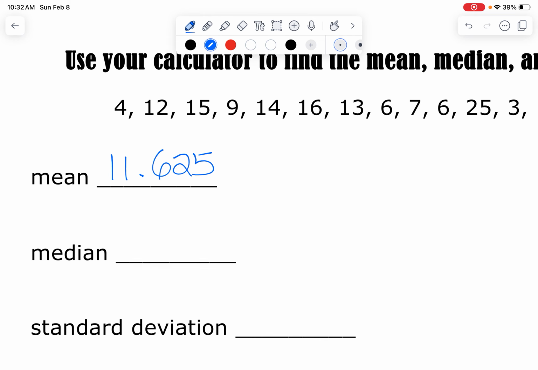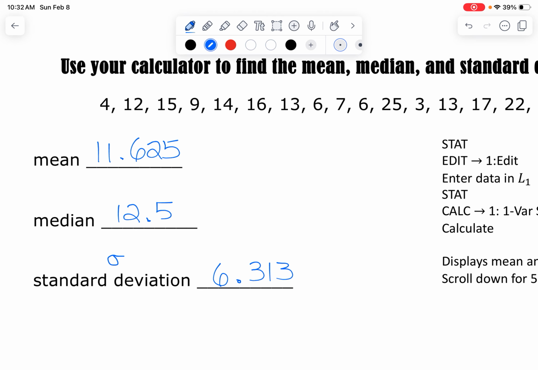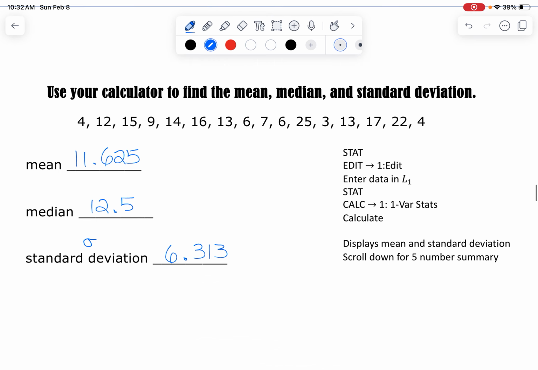11.625. The median, I had to scroll down to get that. That was 12.5. And then I want the standard deviation, that was the sigma with the X next to it. And that was 6.313. I'm often going to go like 3 decimal places for the standard deviation. But that's how we found that. So that is your mean, median, and standard deviation on your calculator. Okay, so hopefully that makes some sense.